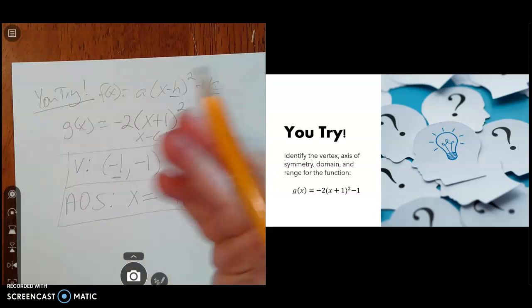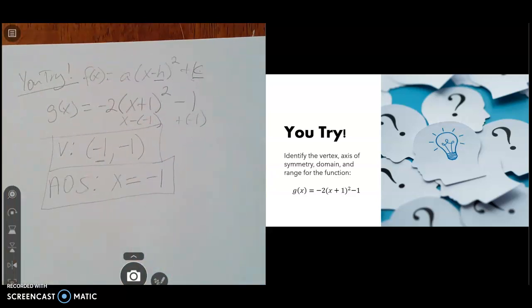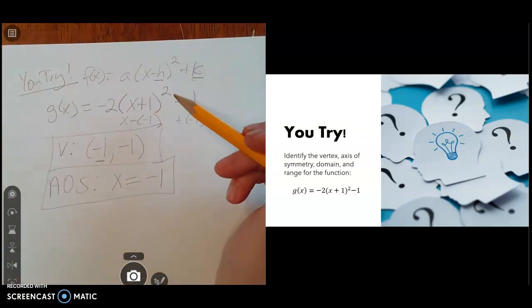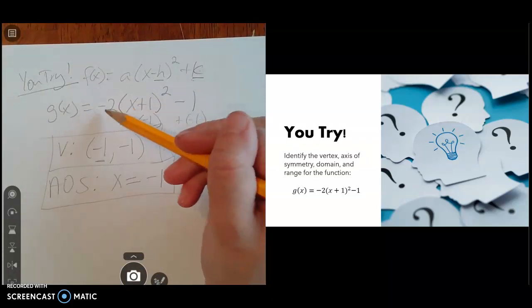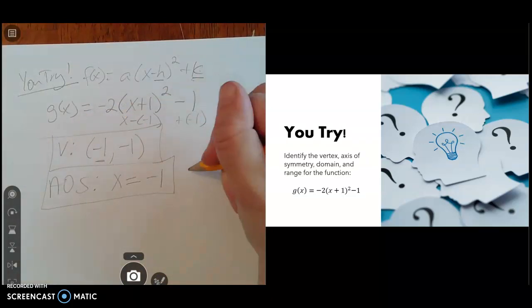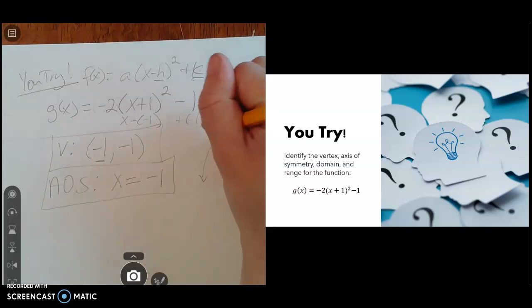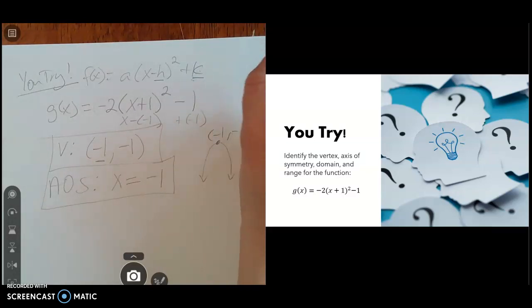All right? Domain and range. So sometimes it's helpful just to do a quick sketch. With this parabola, because it has a -a value, it's going to be opening down. Okay? So it's going to open down, and the vertex is going to be at the point -1, -1.